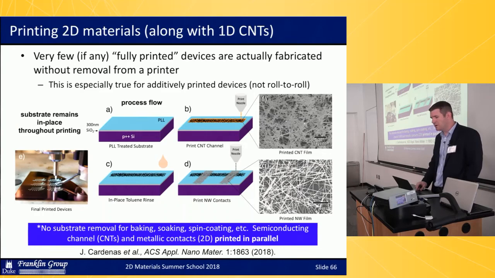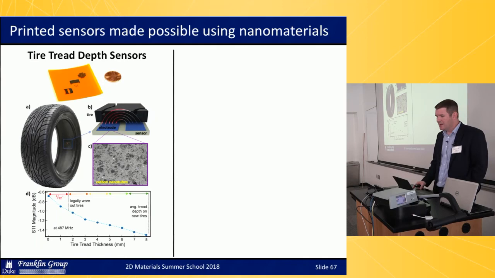And this is my last slide and then I'll close up the talk. It is just to keep in mind what would be a useful way to use nanomaterials in this way. Well, there are sensors that can be made using nothing other than nanomaterials. So you won't get sensitivity out of silicon or other materials in the same way. An example that we've done in my lab are these tire tread depth sensors, which measure the thickness of a tire from inside of the tire.